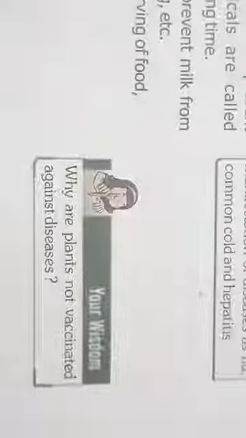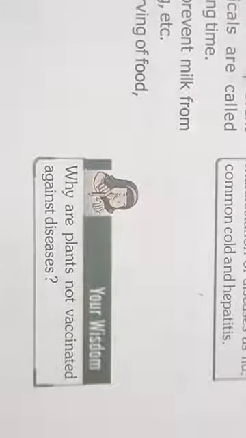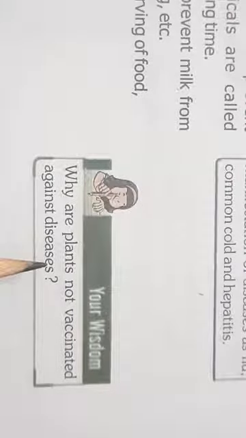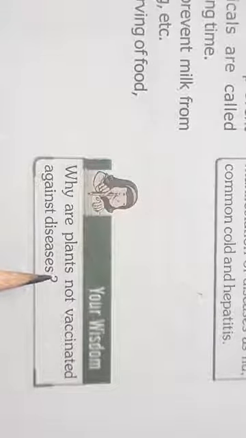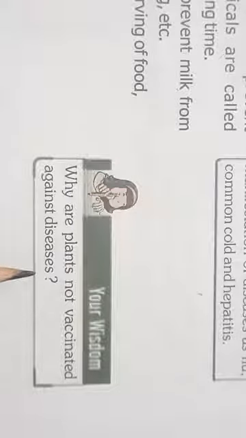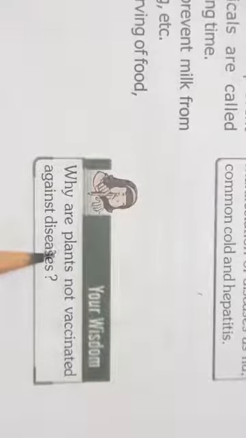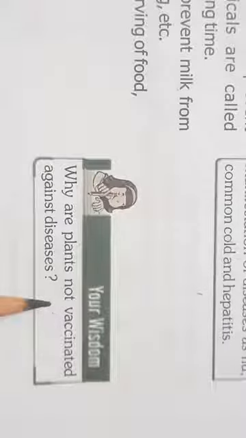The reason is that, unlike human beings, plants do not have an immune system. Just now I told you that we, human beings and animals, have an immune system or defense mechanism. But plants do not have any immune system. So that is why there is no vaccination for plants.